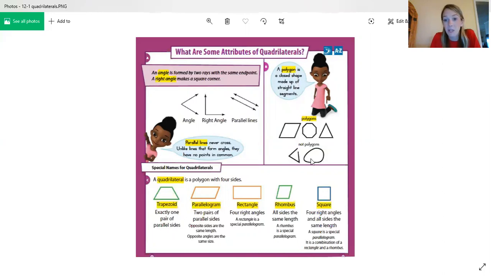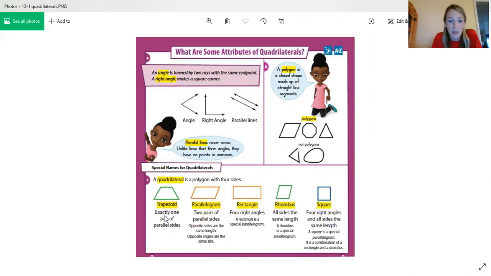Remember, polygons have to be closed in and they can't have curved lines. That's why these are polygons and these are not polygons. The quadrilateral has to be a polygon. Now, these are the 5 different types of special quadrilaterals we're learning about today. So it's telling you here a trapezoid has 1 pair of parallel sides.